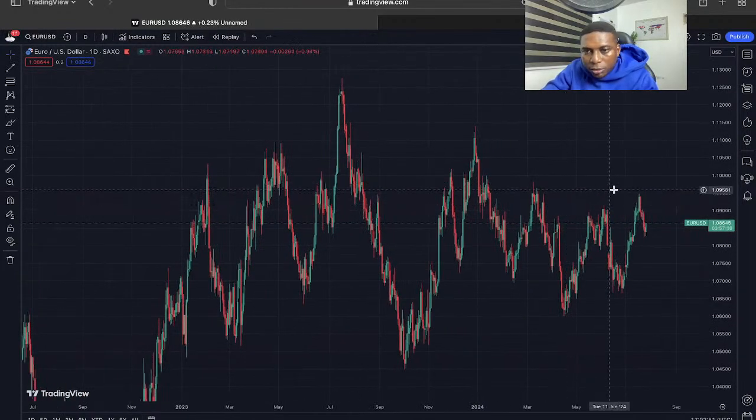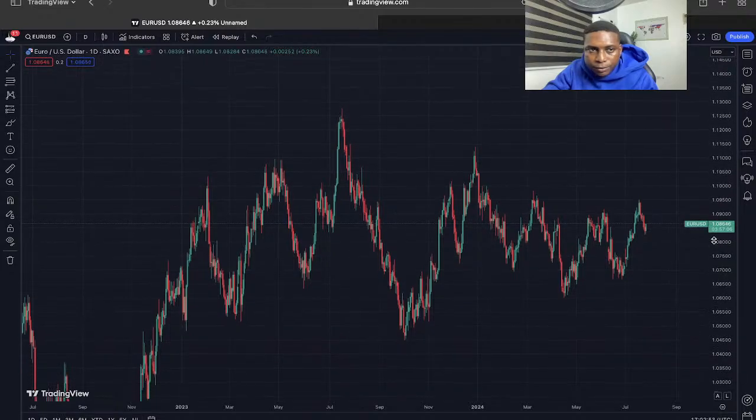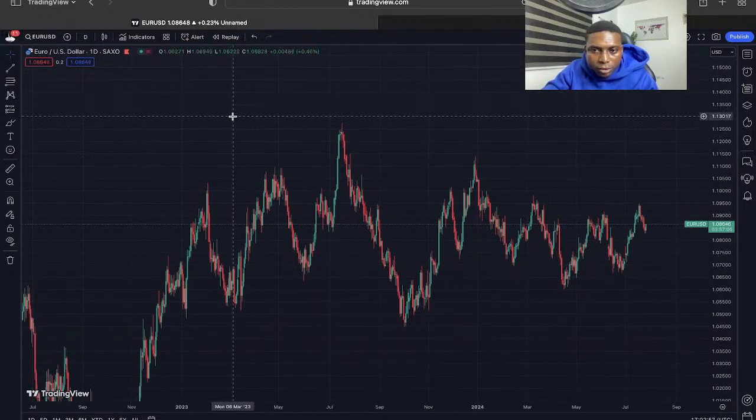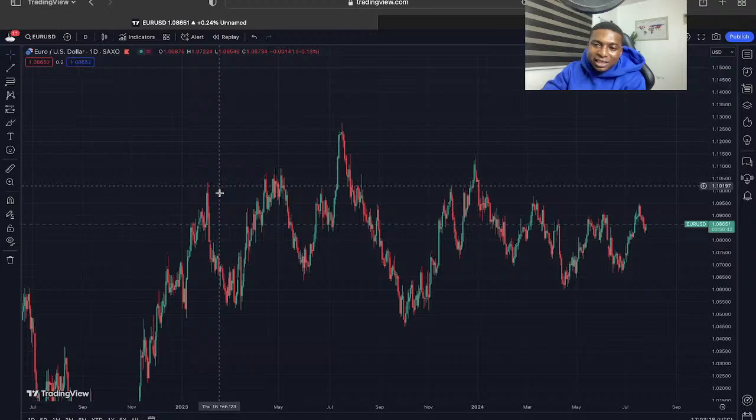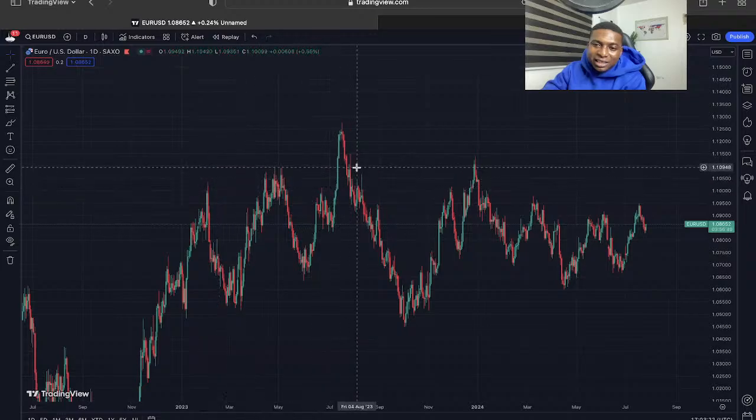Okay, so today is going to be interesting as we will be looking into EUR/USD. The market has been making some quite interesting moves, and of course, you need to have a thorough analysis to see where the market is most likely going to be soon.